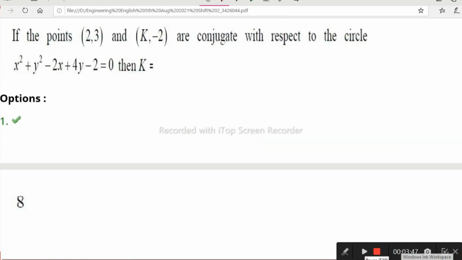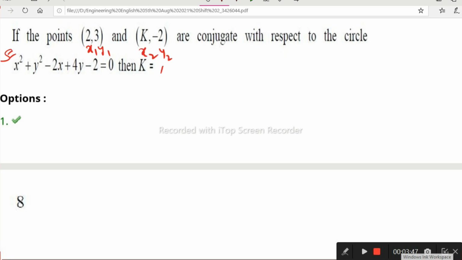Yes, this is a very simple and very important model. Look, if the points (2, 3) and (k, -2) are conjugate with respect to the circle, then find the value of k. We can take this circle as S = 0. With respect to the circle, these points are what? Conjugate points. We can take these points as (x1, y1) and (x2, y2).